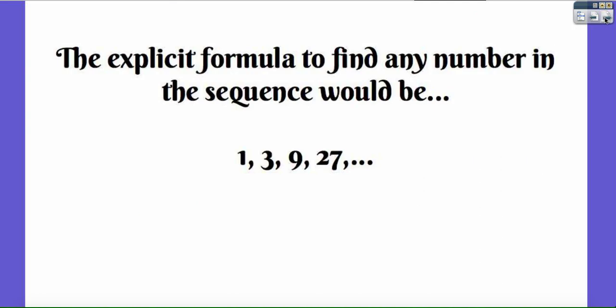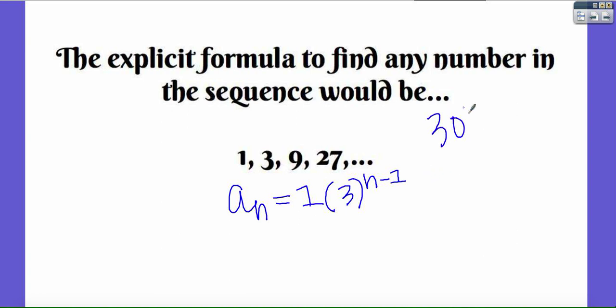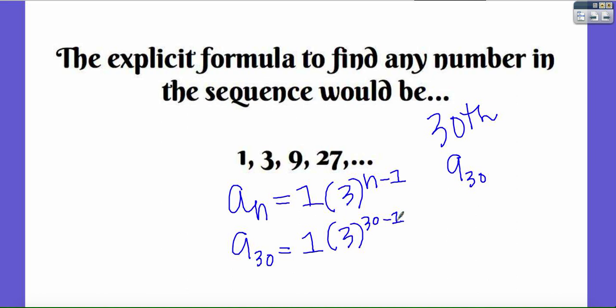So if we want to write the explicit formula to find any number in this sequence, we have just written it. So we know that a sub n is equal to 1 times 3 to the n minus 1 power. Now if they wanted us to find the 30th term in the sequence, they would write it as a sub 30. That's telling you to find the 30th term. We would have a sub 30 is equal to 1 times 3 to the 30 minus 1 power. So I need to know what 1 times 3 to the 29th power is.